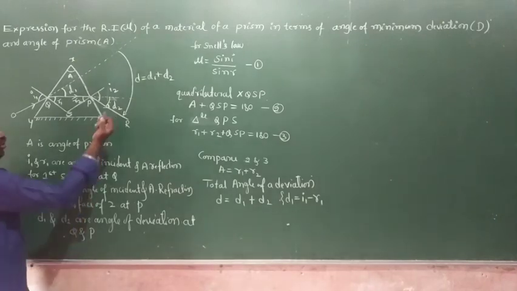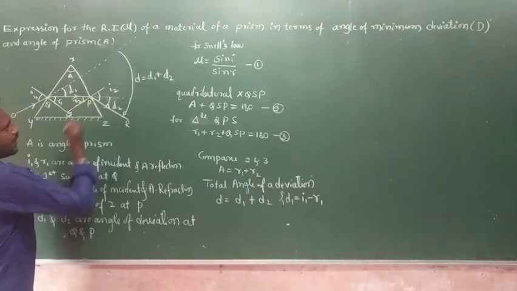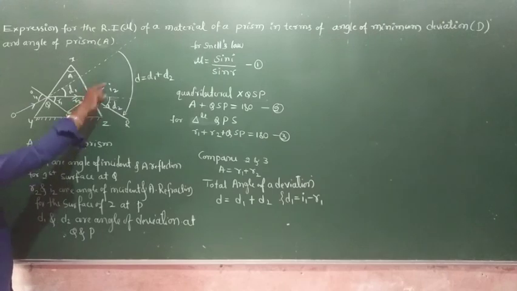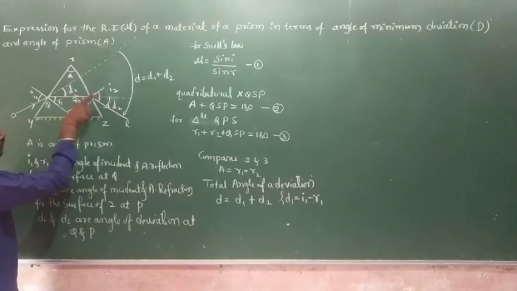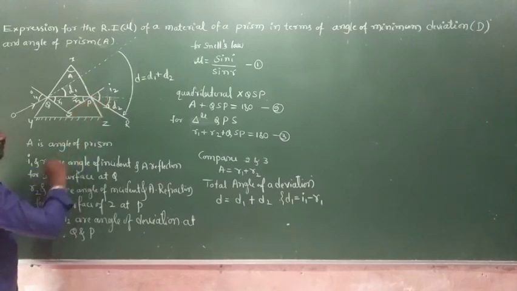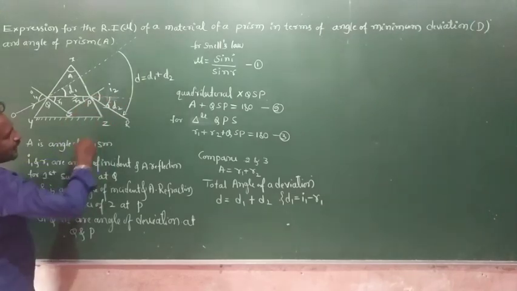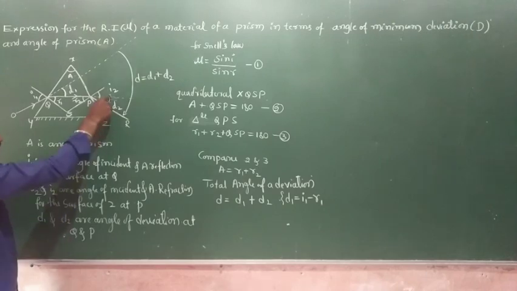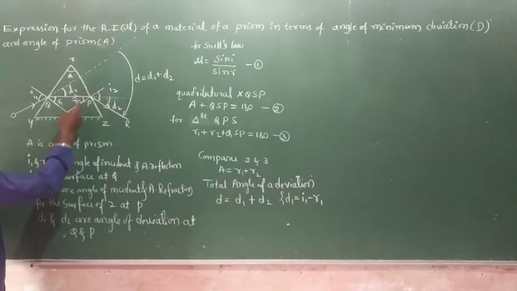And next, we want the D2 value. Yes. Okay, so here, this one is I2, this one is the incident ray, and this one is the emergent ray. In between, the angle is D2, and this angle we consider as R2.